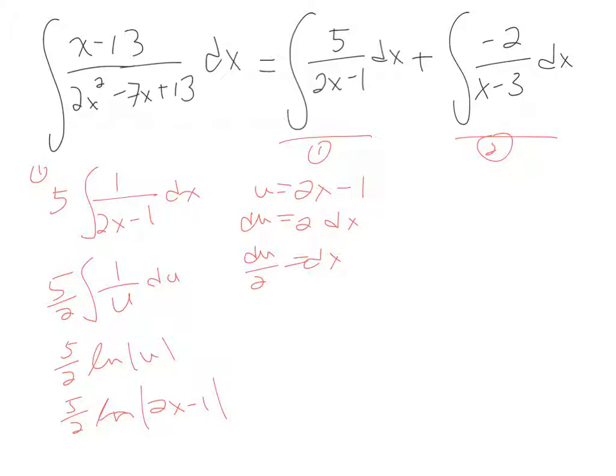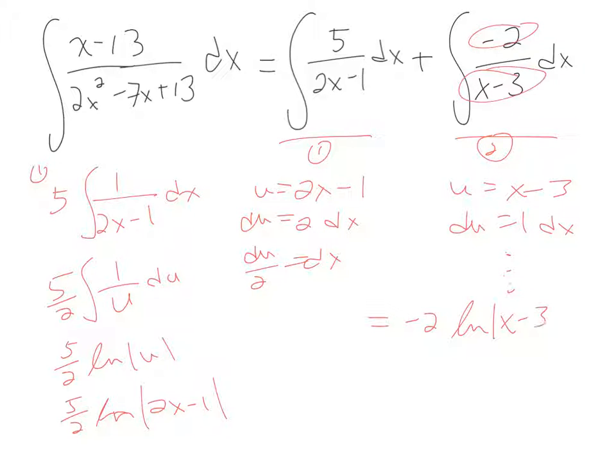Over to number 2. In a similar way here, you can notice that if you let u equal x minus 3, the du is just 1 dx. So I'm just going to skip a few steps here, but if you want to write it out, this becomes nicely, we could take the negative 2 out, and it's just ln, or natural log, of x minus 3. So this would just become negative 2 log absolute value of x minus 3.